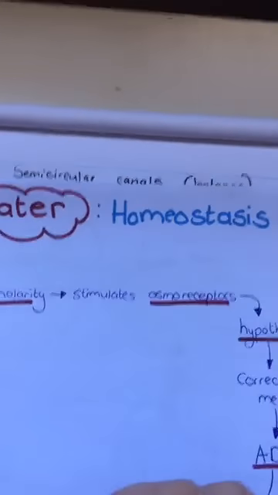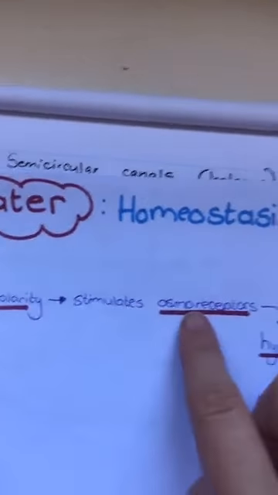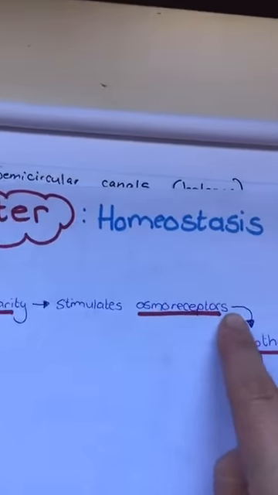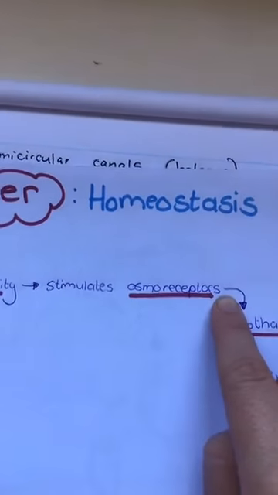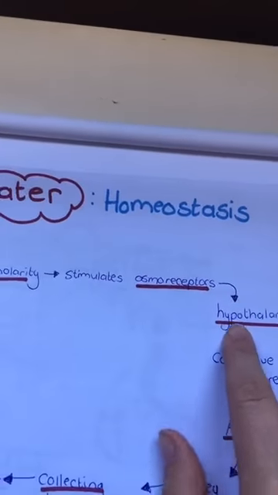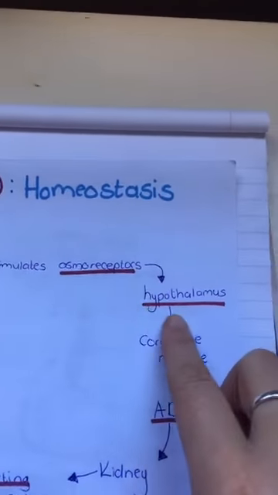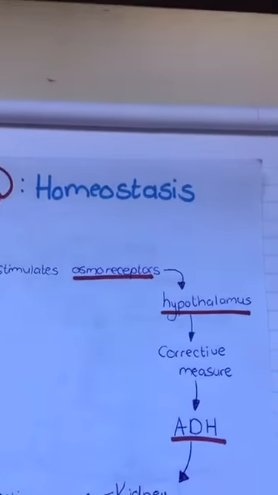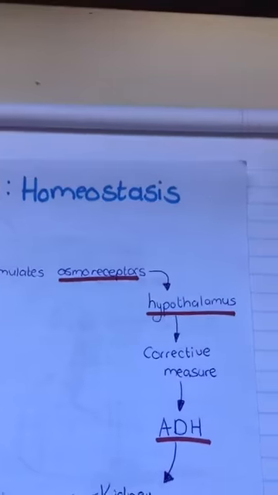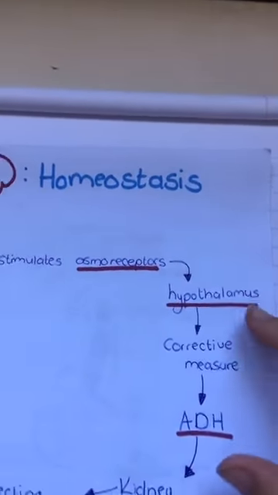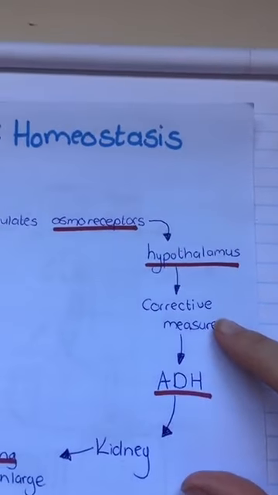Now, this saltiness stimulates your osmoreceptors, and you will need to call them that at the end of the year. You cannot just call them a receptor, okay? Those osmoreceptors are sending information to the hypothalamus, which is in the brain. It's a part of your brain. It's not actually a gland, or not necessarily what I would call that, but it's a region of your brain, and that's where the corrective measure is going to come from.